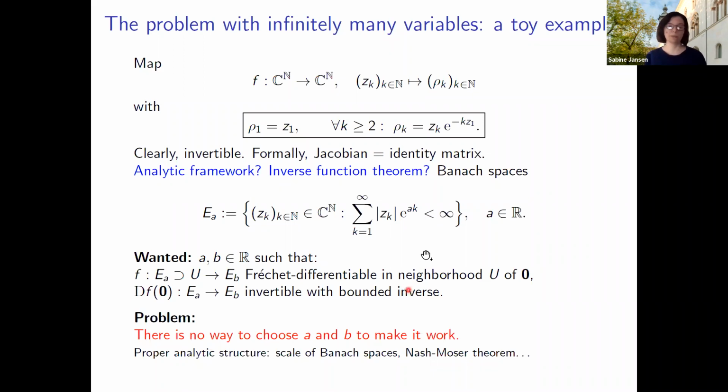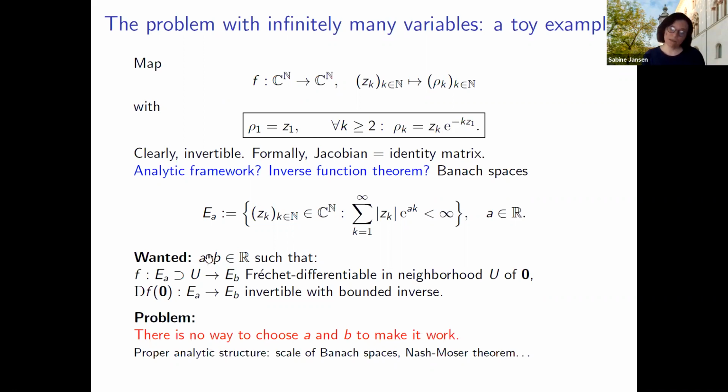But now you see there's a problem, because if I look at this relation rho k equals zk e to the minus k z1, as soon as z1 is different from 0, the exponential tails of rho k and zk are not exactly the same. And what's worse, if I really want open neighborhoods of 0, I don't know what is the sign of z1, so I don't know, depending on z1 positive or negative, who grows faster or slower. But anyway, what this relation tells me is that I cannot choose A equal B. It won't work.